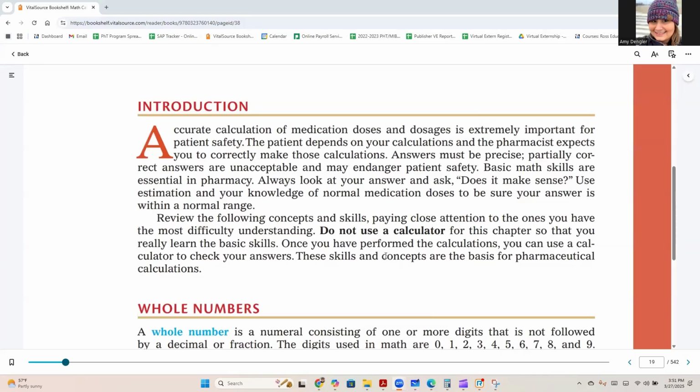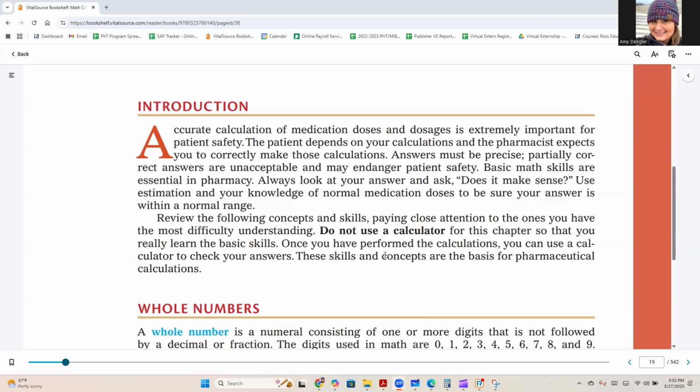Accurate calculation of medication doses and dosages is extremely important for patient safety. The patient depends on your calculations, and the pharmacist expects you to correctly make those calculations. Answers must be precise. Partially correct answers are unacceptable and may endanger patient safety. Basic math skills are essential in pharmacy. Always look at your answer and ask, does it make sense?